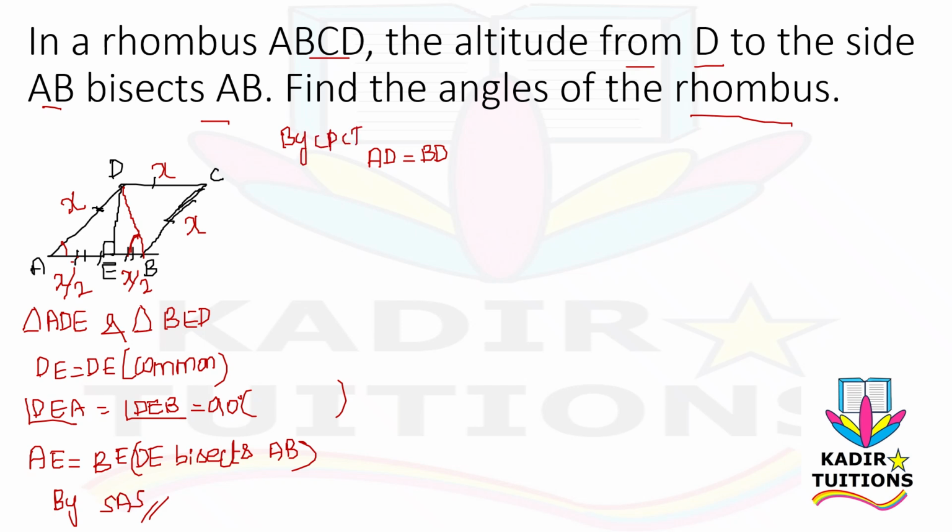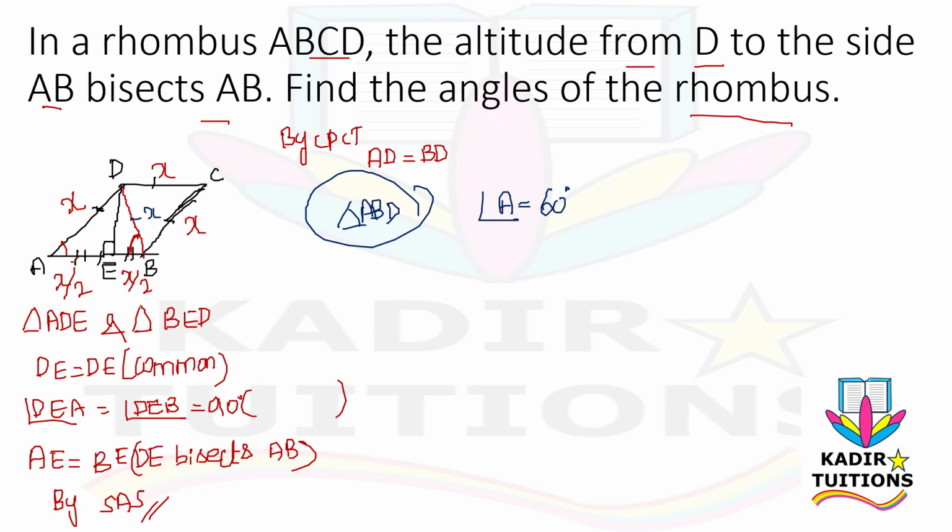What for I require that? Because AD is X, then BD is also X. So if you look into the triangle ABD properly, you can see that all the three sides are equal, which is X. So it's an equilateral triangle. So can I take angle A as 60 degrees? Because for an equilateral triangle, all the angles are going to be 60, right? Yes. So angle A equal to 60.